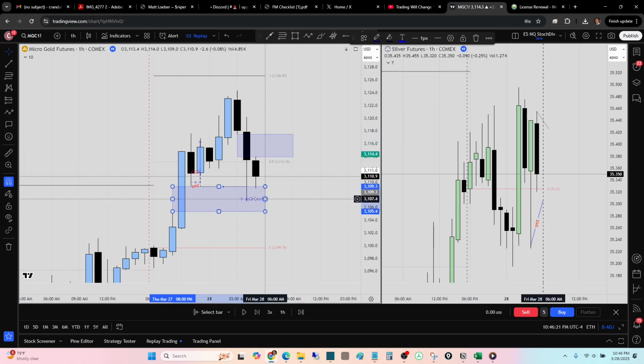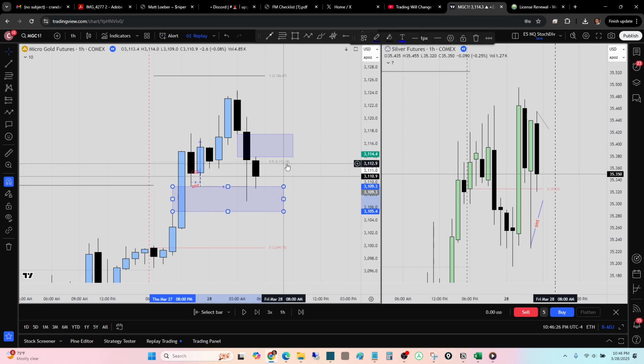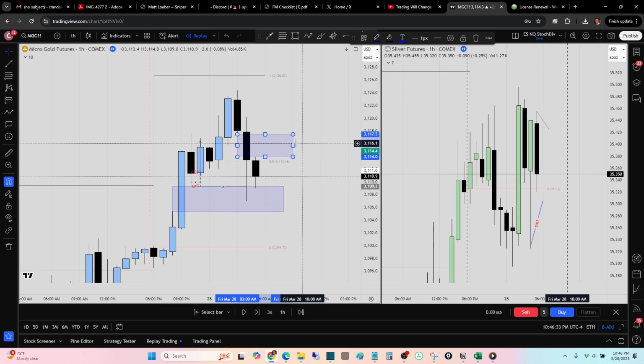So there was a trade off of this fair value gap, but again, I'm prioritizing fair value gaps. If it's already been mitigated like this, I'm looking for ones that have not been. So my interest is taking a trade off of this fair value gap.